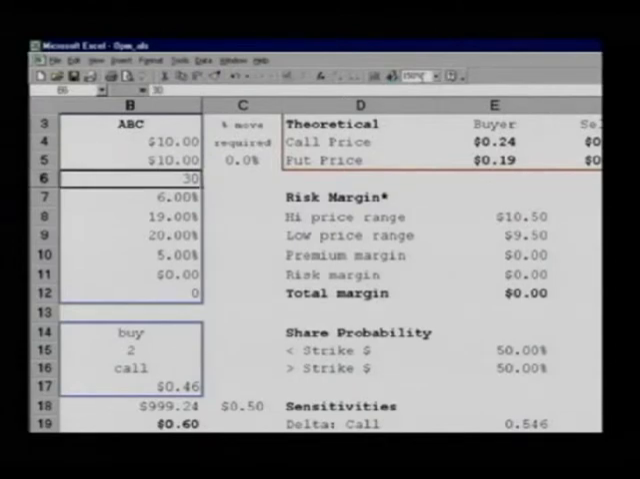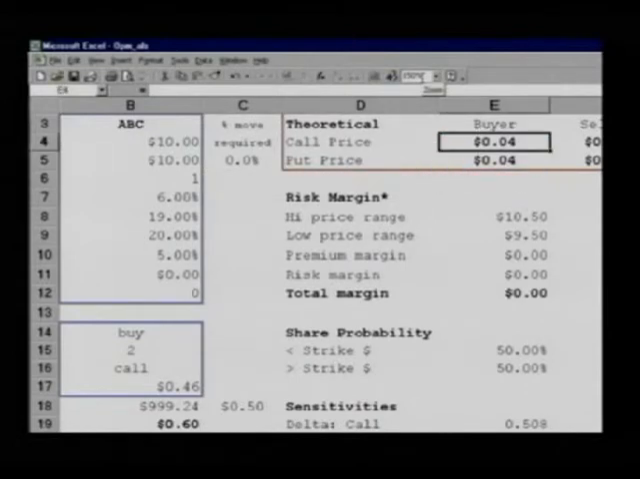Let's say we've got 1 day to go until options expiry. We just put 1 in there. There's the value of our call option. It's worth 4 cents. So 89 days ago, it would have been worth 46 cents. Today, it's only worth 4.